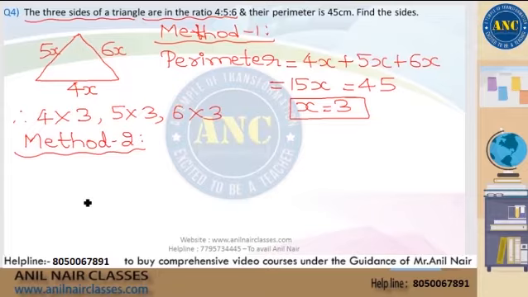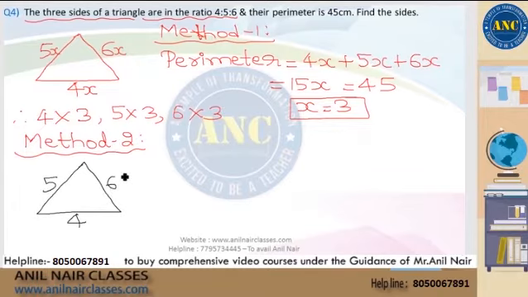Let us simplify our problem to a greater extent. Same thing, what they have taken as x. Instead of taking 4x, 5x and 6x, what I will do is, there is a triangle. The sides are in the ratio 4 is to 5 is to 6. I will assume that one of the sides is 4 itself, another side is 5 itself, and the third side is 6 centimeter itself.